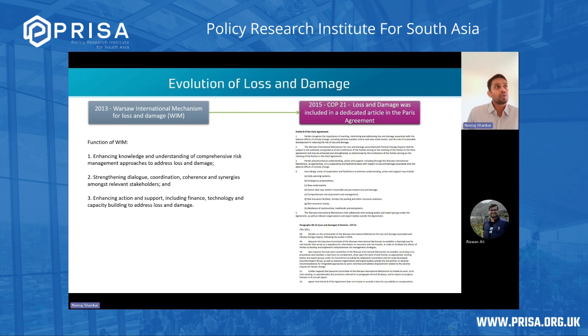And then it moved into COP21, which is a historic, major milestone where the Paris Agreement was published, and the Paris Agreement included loss and damage under Article 8, granting it formal international recognition. However, the agreement specifically excluded liabilities.